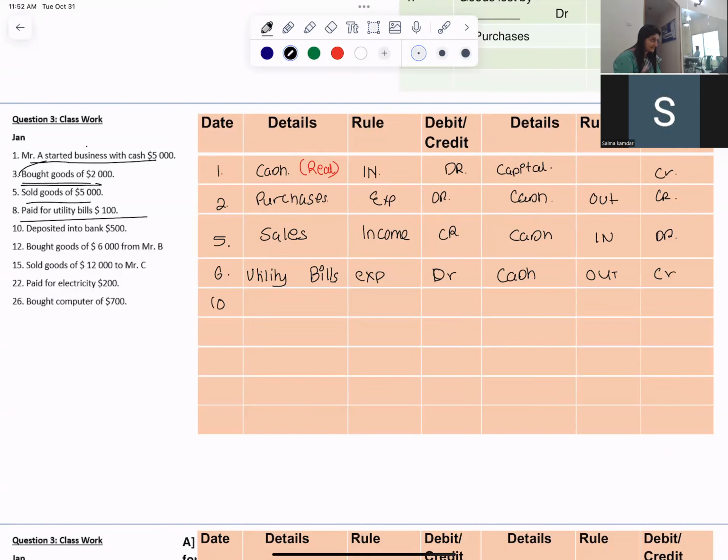Deposited into the bank. So two accounts involved. Cash is going out. Where is it coming in? So bank in.